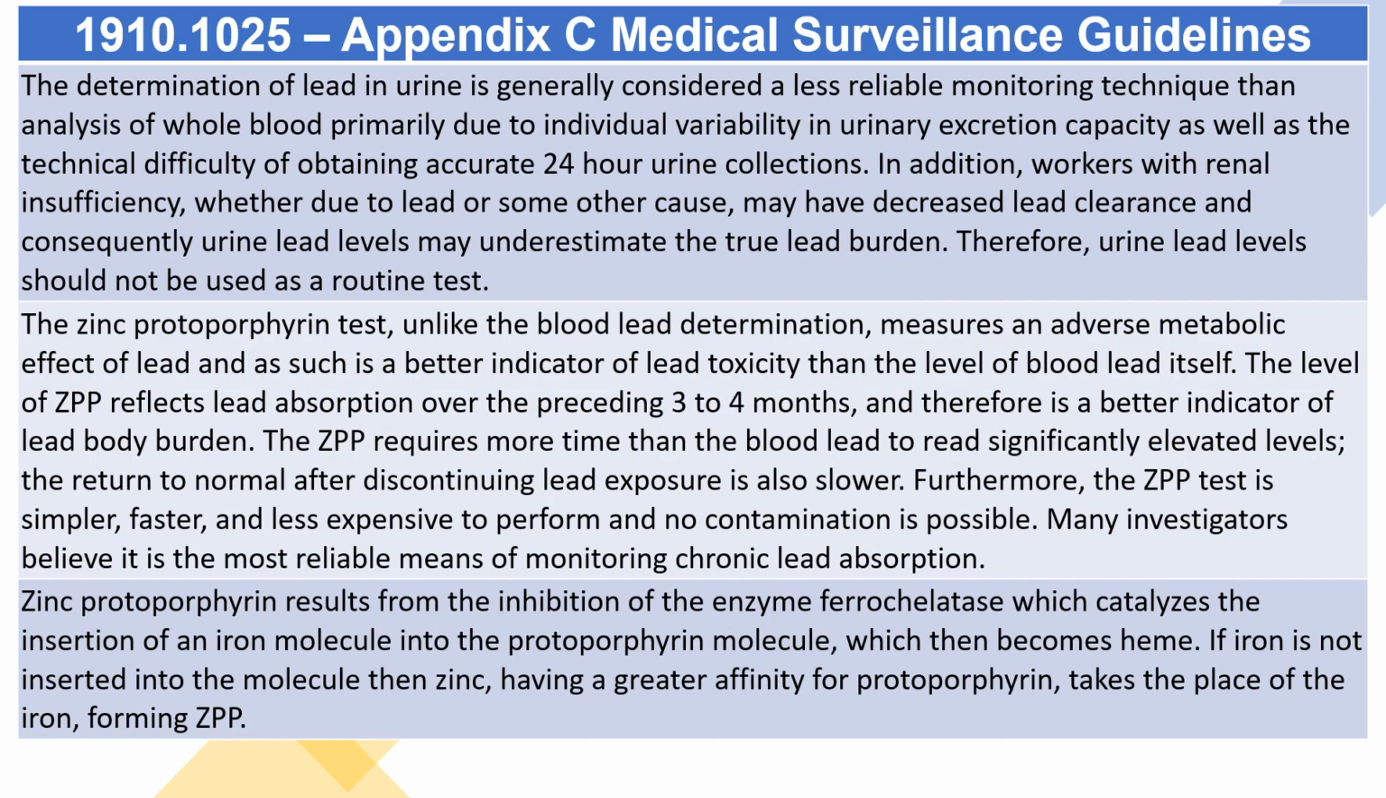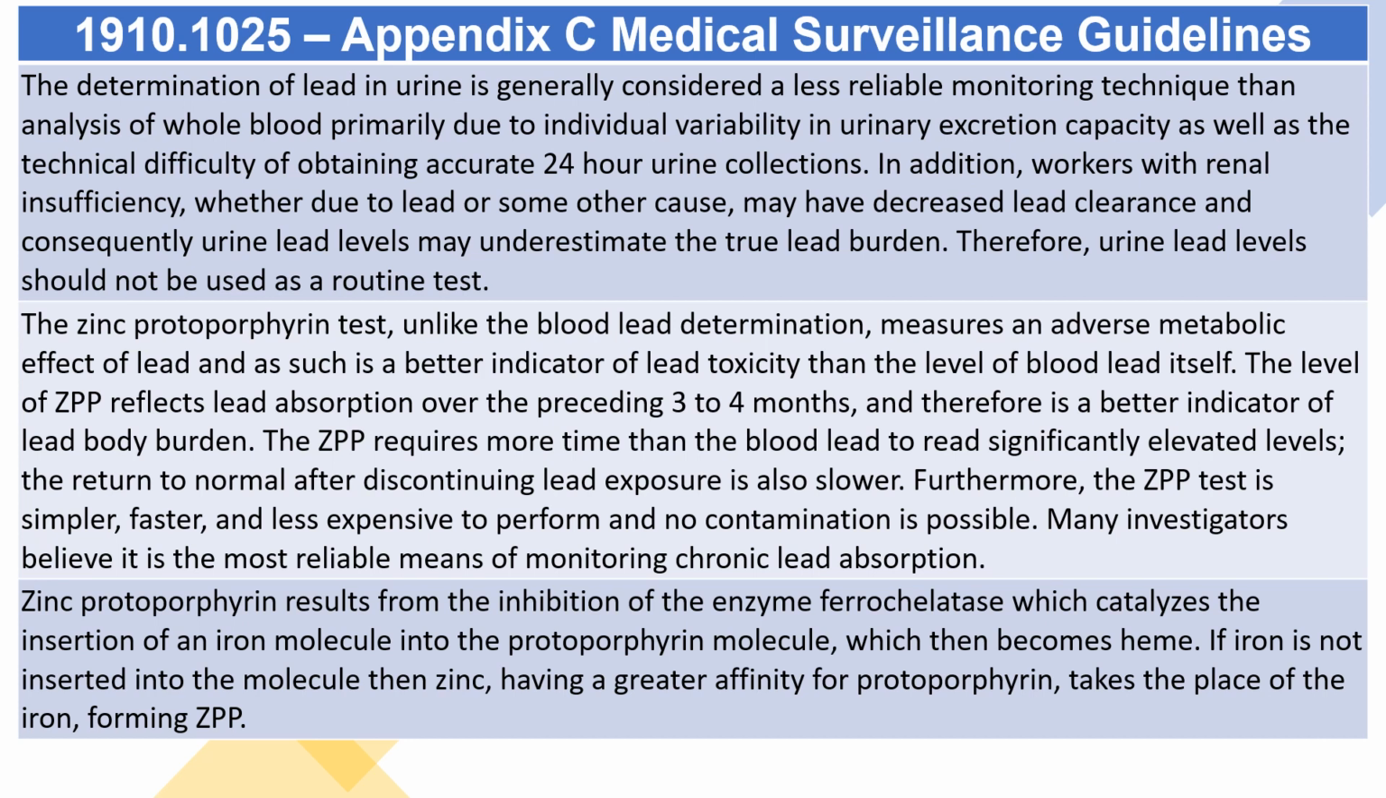The determination of lead in urine is generally considered a less reliable monitoring technique than analysis of whole blood, primarily due to individual variability in urinary excretion capacity as well as the technical difficulty of obtaining accurate 24-hour urine collections. In addition, workers with renal insufficiency, whether due to lead or some other cause, may have decreased lead clearance and consequently urine lead levels may underestimate the true lead burden. Therefore, urine lead levels should not be used as a routine test.